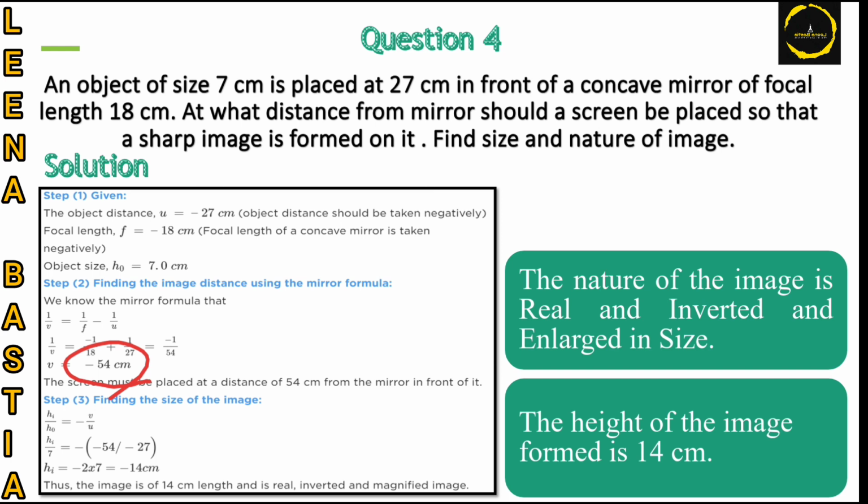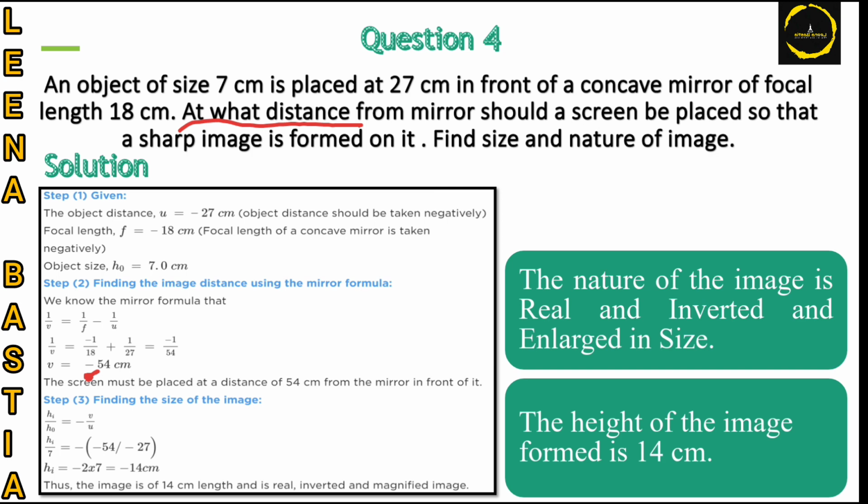Okay, now because it is minus, it is again a real and inverted image. First of all, you accept one case: in a concave mirror, all the images are real and inverted, you know. But you need to find out whether it is a virtual case or a real case, and from your answer only you will get it. The screen must be placed at a distance of 54 centimeter from the mirror, in front of it. Because it is a minus, it must be on the front side of the mirror.